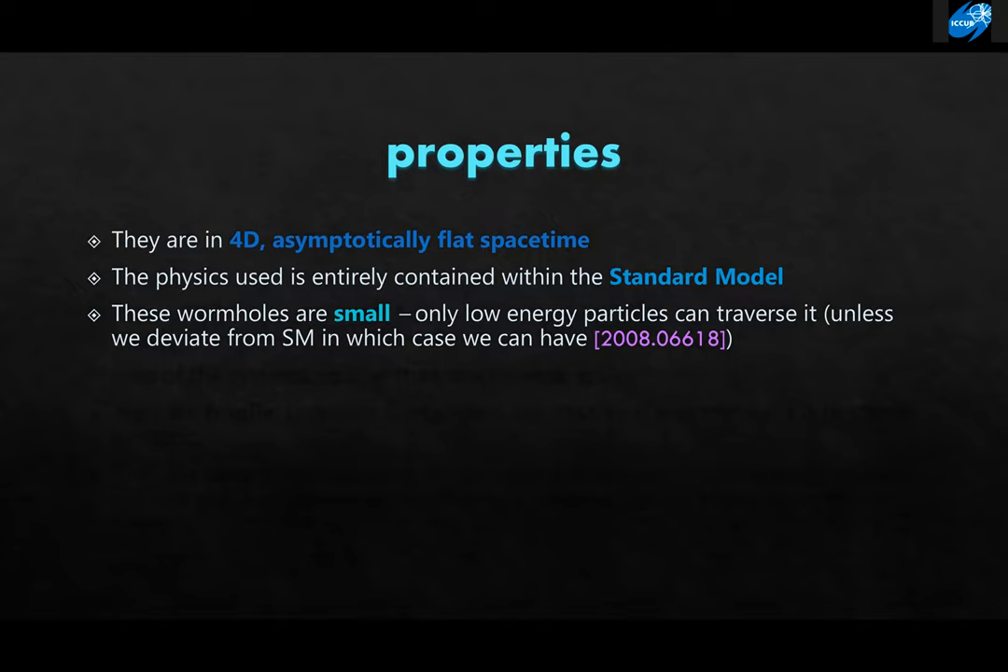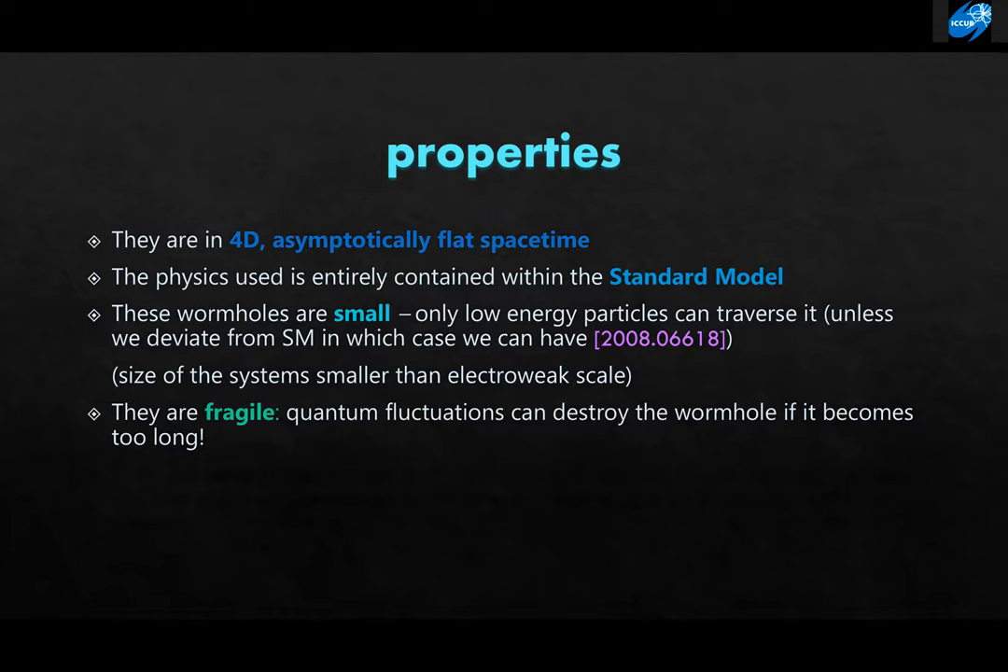Of course, we can make them bigger if we deviate away from the standard model, in which case we have the humanly traversable wormholes that I discussed previously. Now just to give you an idea of just how small these wormholes are, the size of the system is smaller than the electroweak scale. The basic intuition behind this is that the fermions that we put in that are giving us the negative energy are effectively massless. And we would like to keep them like that, because if they were to have some positive mass, it would overcome the effect of the negative energy that they're producing, and it would collapse the wormhole. So we need to keep the system smaller than the electroweak scale.